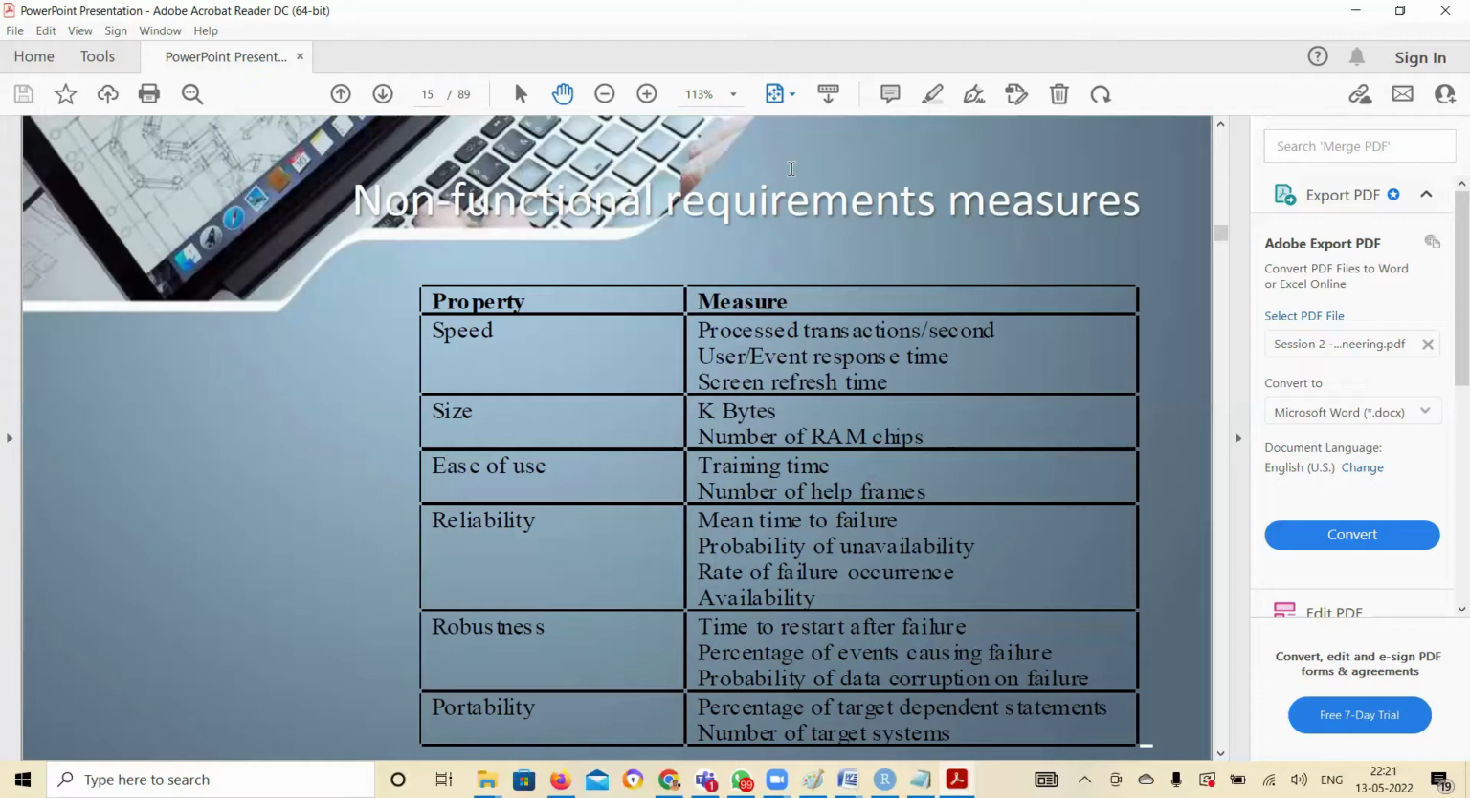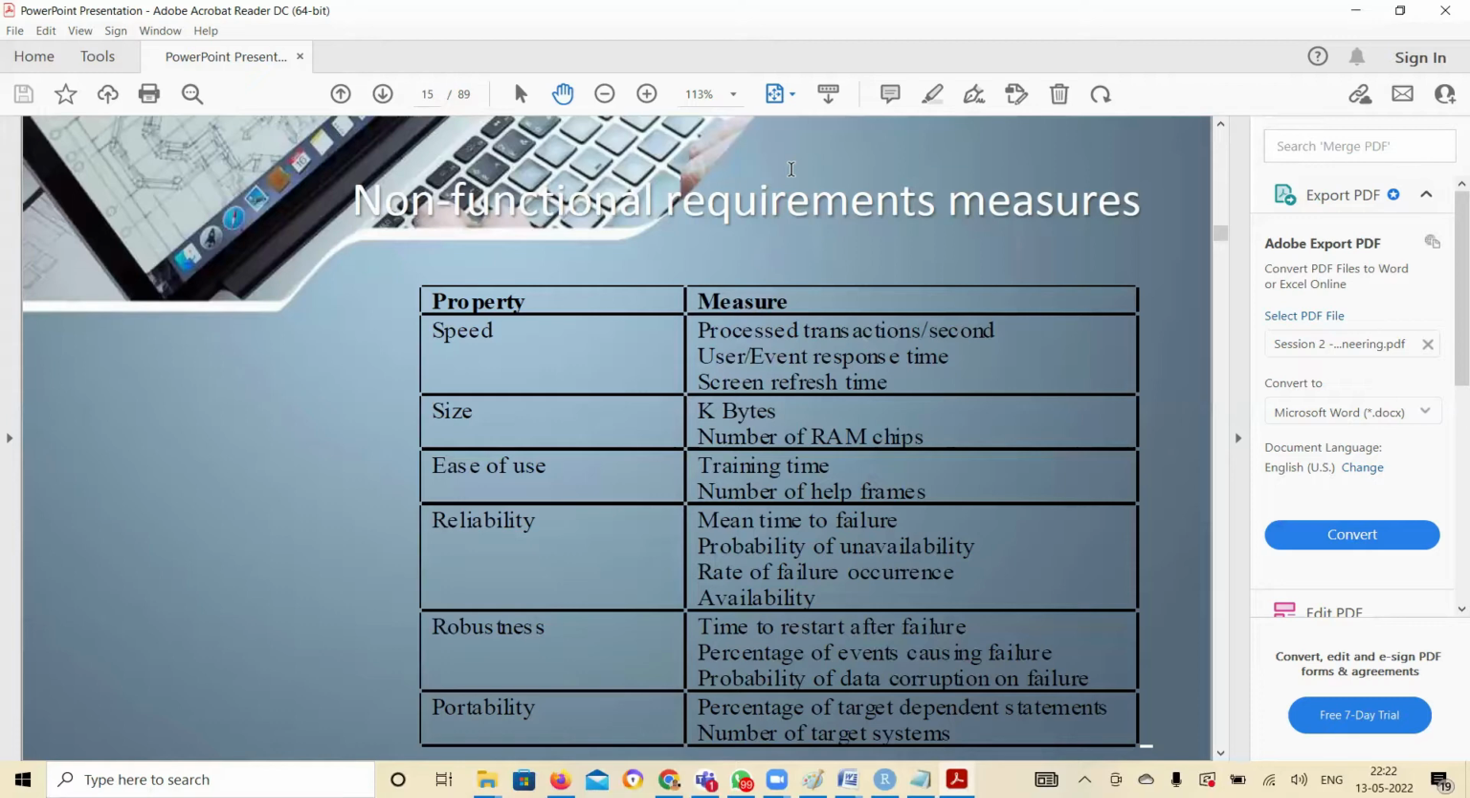Then you have robustness. Robustness and reliability: reliability assumes that the system will fail. So if it fails, how soon can you get back? How minimal can you keep system failure? Robustness means assuming that the system is not failing. So reliability and robustness are almost similar. The difference is that in robustness, we are assuming that the system will not fail. The system should not fail. So here, time to restart after the failure. Okay, the system failed. How soon can you get it back online?